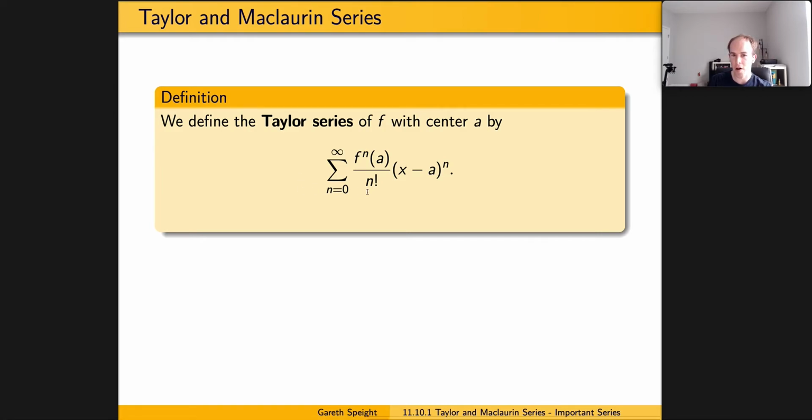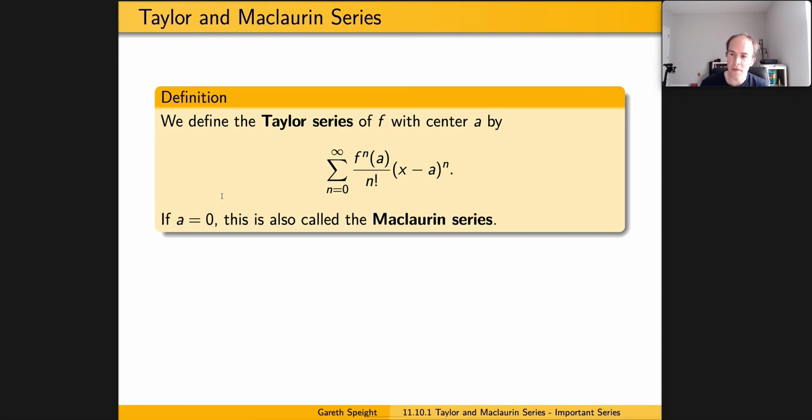That's the sum of f^(n) of a over n factorial times x minus a to the n. So we're going to be interested in computing these and studying them. If a equals 0, this is also called the Maclaurin series. They're sufficiently important when a equals 0 that they get a special name, which is Maclaurin series.